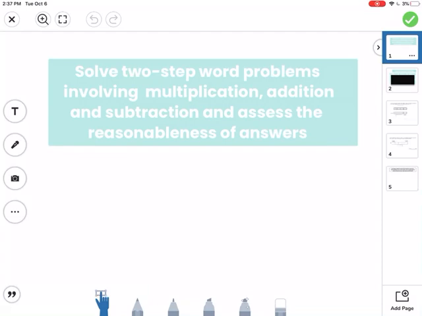We are doing the same kinds of problems we did yesterday, where we solved two-step word problems involving multiplication, addition, and subtraction to assess the reasonableness of answers. So assessing the reasonableness of answers just means to make sure we don't get any crazy numbers, right? It needs to be something close to what we think the answer could be. So, all right, let's get going here.